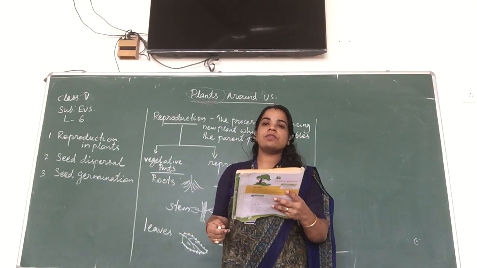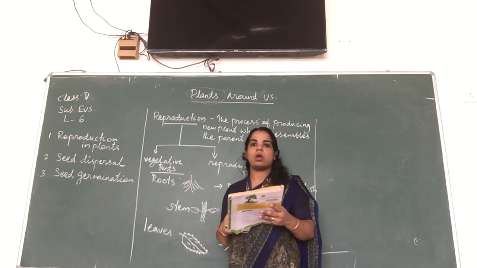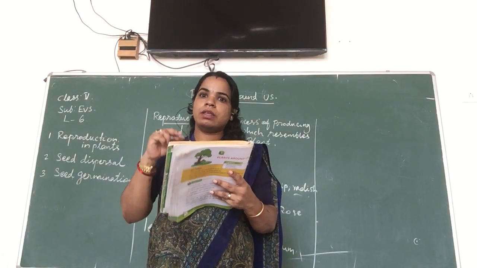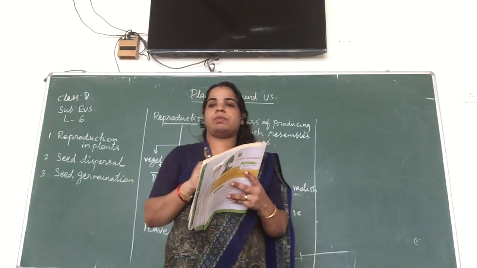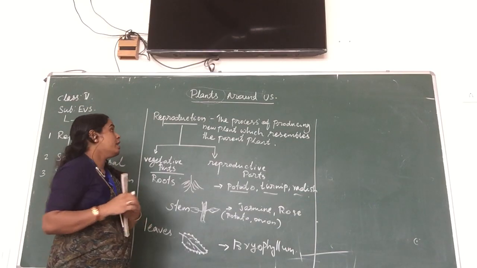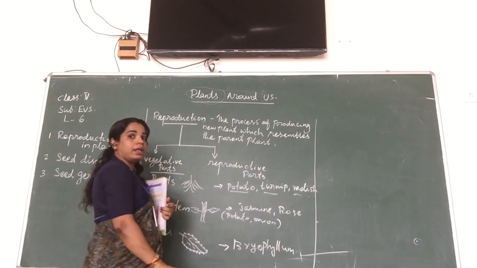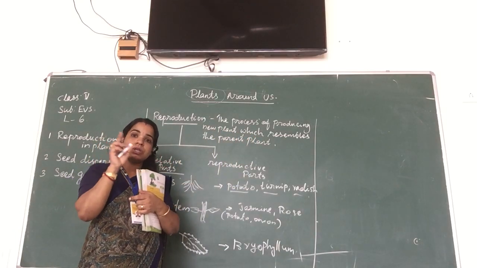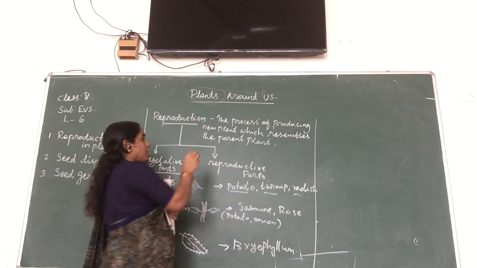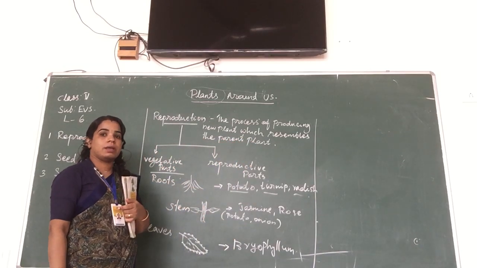The process of producing a new plant which resembles the parent plant is called reproduction. Reproduction in plants takes place either from the vegetative parts or the reproductive parts. What is reproduction? Reproduction is the process of producing a new plant which resembles the parent plant. That is known as reproduction.